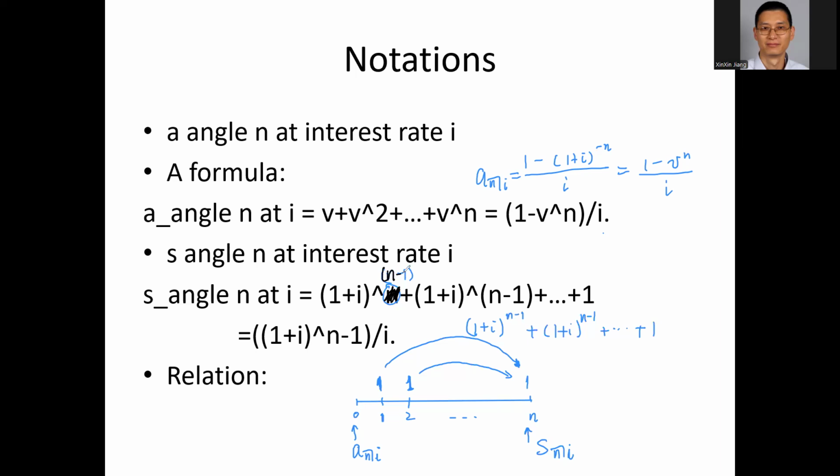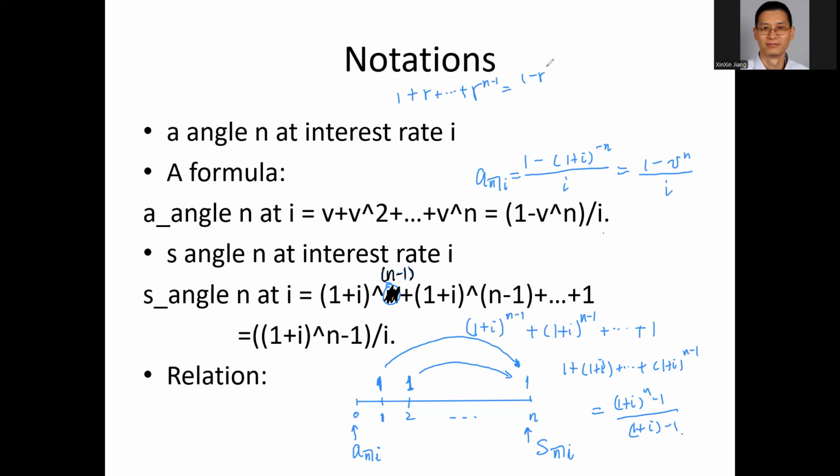It should be n minus 1. And now you do the similar thing. It's a geometric series. You can rewrite it as 1 plus (1 plus i) plus dot dot dot plus (1 plus i) to the n minus 1. So that is 1 times (1 plus i) to the n minus 1 over (1 plus i) minus 1. We originally have this thing.